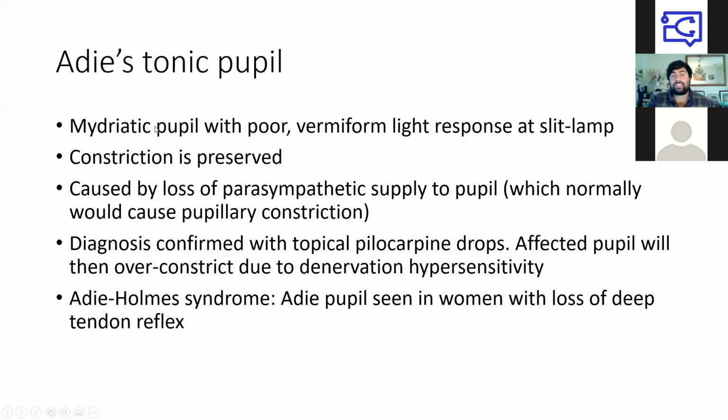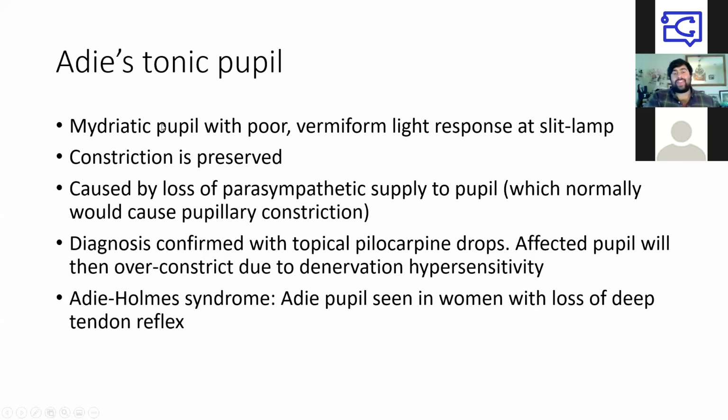So the classical description of Adie's examination findings are a mydriatic pupil, so it's big. It's got a poor, classically vermiform light response. So that means it contracts segmentally. The pupil will segmentally contract like a worm. At slit lamp, constriction is preserved. And this is caused by a loss of the parasympathetic supply to the pupil, which is what I mentioned earlier.